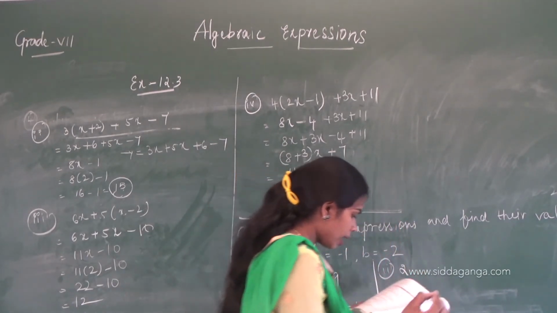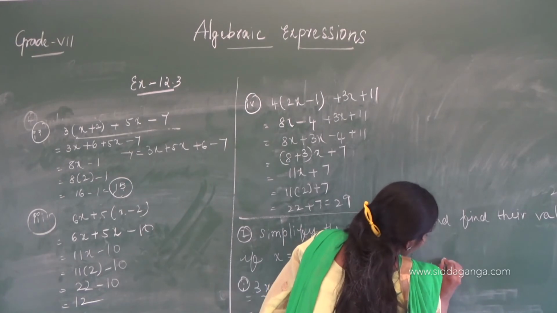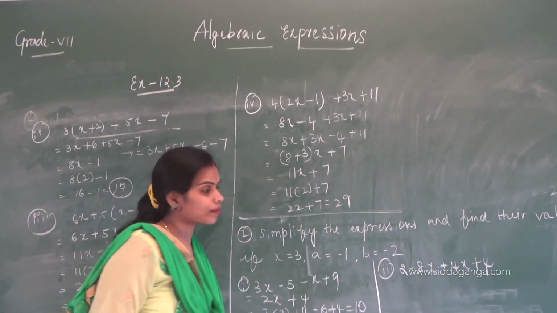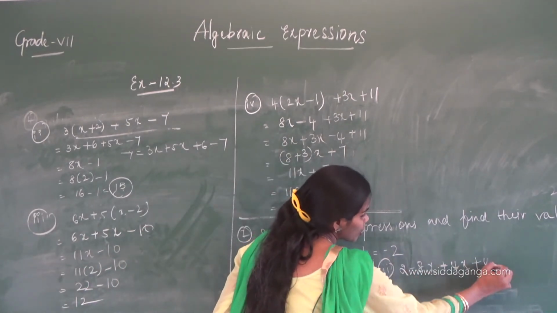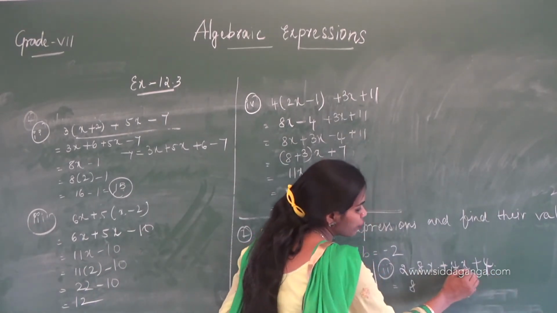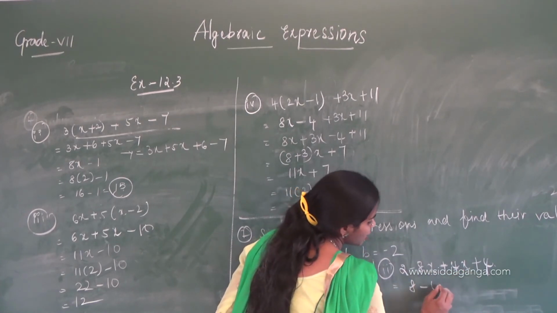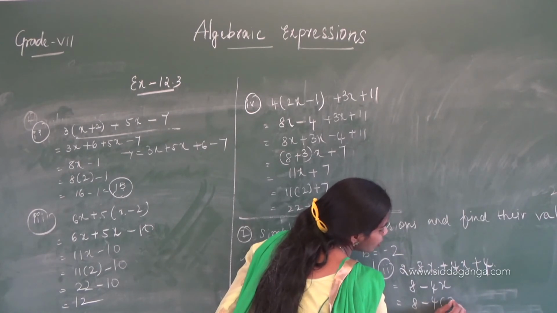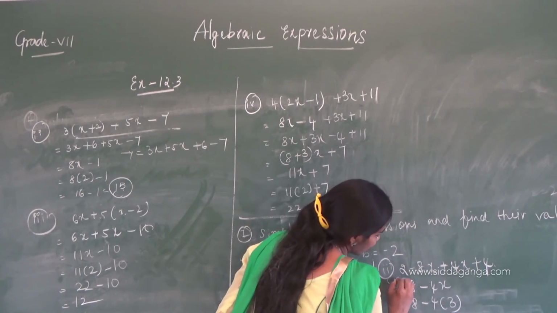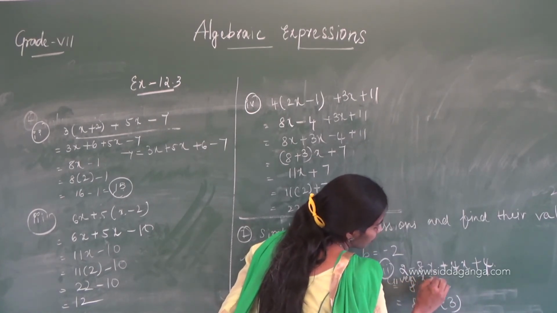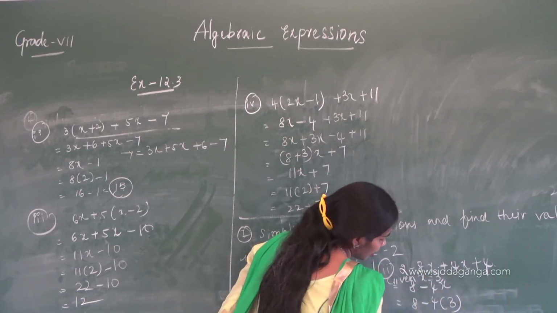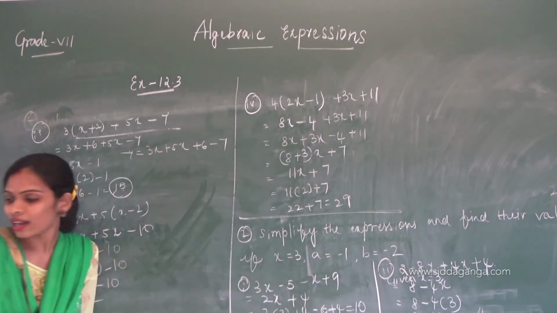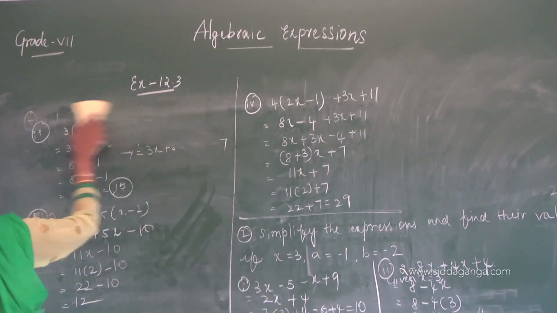2 minus 8x plus 4x plus 4. Correct? 2 plus 4, 6. Minus 8x plus 4x, minus 4x. What is the value of x? Minus 4 into x, given x equals 3. So 6 minus 12, minus 6.